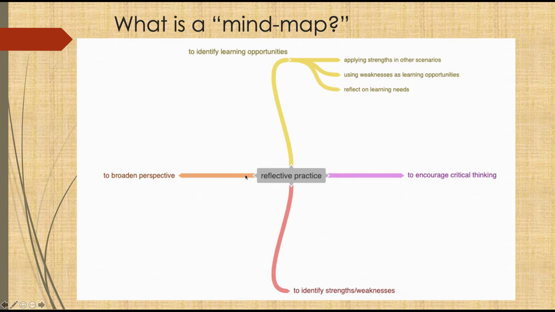What you see here is a simple mind map on the concept of reflective practice. It shows some of the reasons we might use reflection, as well as a few practical applications of reflection to improve practice. Now we'll talk about just a couple of suggestions on how we can use mind mapping to create learning opportunities.